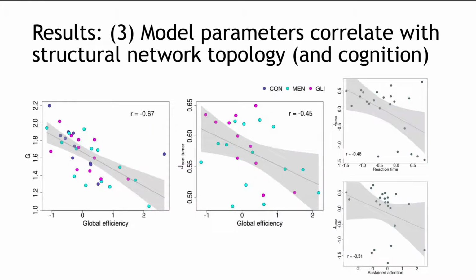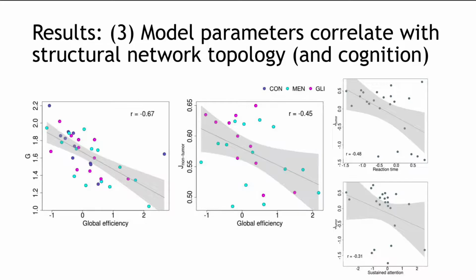Third, model parameters were found to correlate with structural network topology and cognition. Specifically, the global scaling parameter was related to the global efficiency of the structural network, a relationship that has been found in stroke patients as well. In addition, local feedback inhibition across non-tumor regions in patients was also related to the structural network global efficiency.